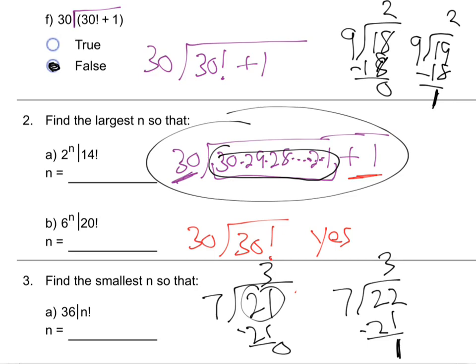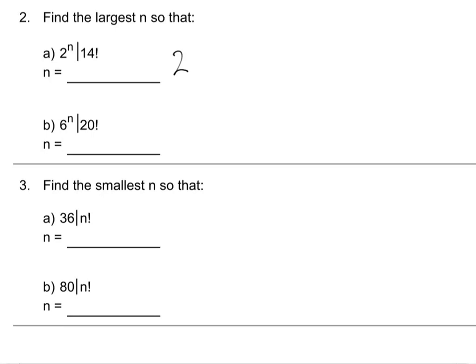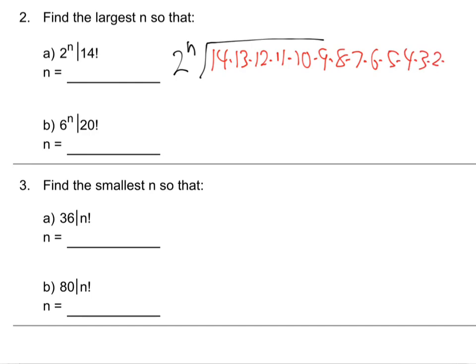Find the largest n. We want to find the biggest power we can put on that 2, meaning how many 2's can go into 14 factorial. So take that 14 factorial, write it out, and see how many 2's are in there. That's basically what you've got to do. 14 factorial is going to be 14, 13, 12, 11, 10, 9, 8, 7, 6, 5, 4, 3, 2, 1.